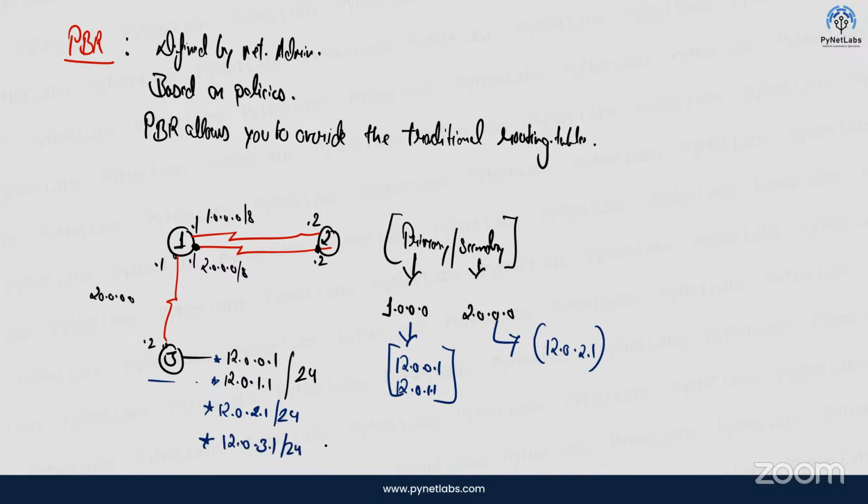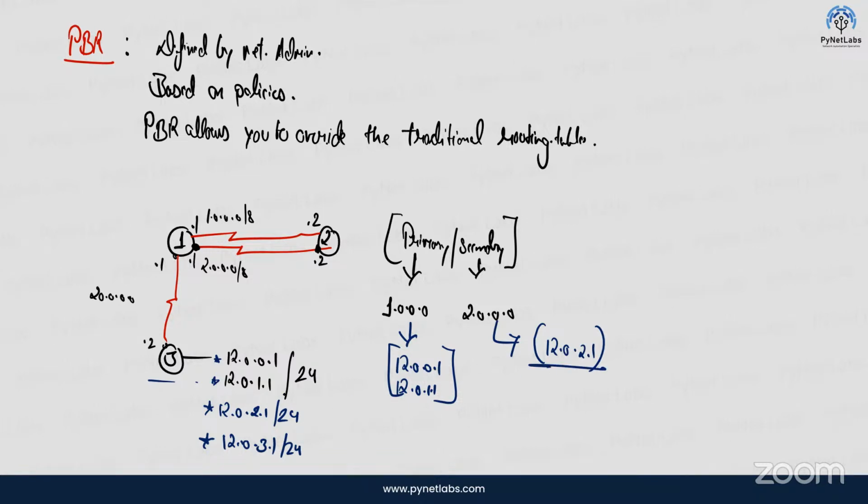Let's suppose there is one more network, 12.0.3.1/24. In this scenario, or if there are any other networks for which we do not define any policies apart from the primary or secondary link policies we have defined, the remaining traffic will be forwarded on the basis of the default policies. PBR only takes care of the policies which you define inside the network. So in my scenario, the primary link is going to carry the traffic of 12.0.0.1 and 12.0.1.1, whereas the secondary link will carry the traffic of this network only.